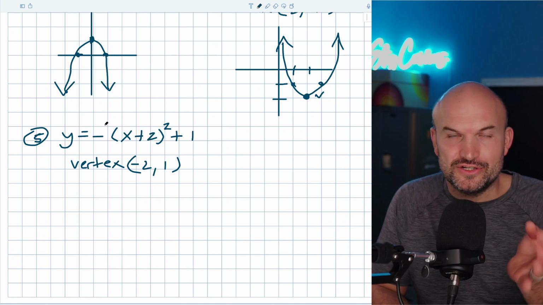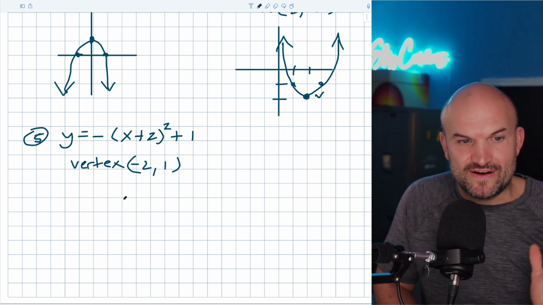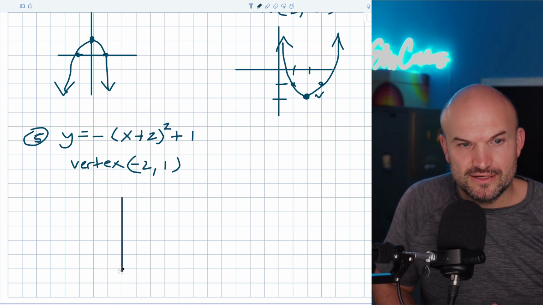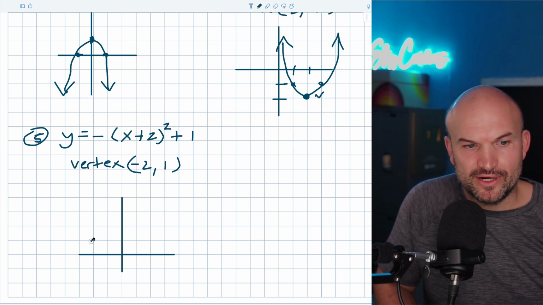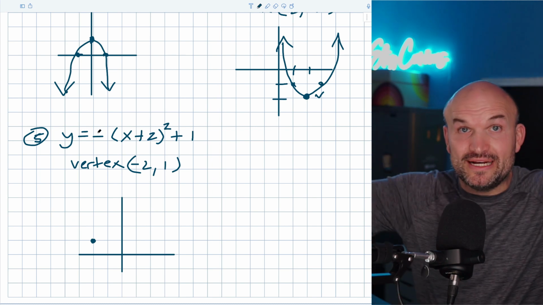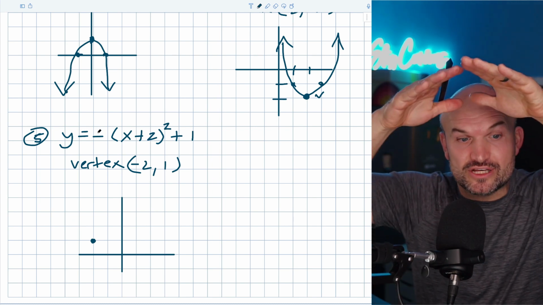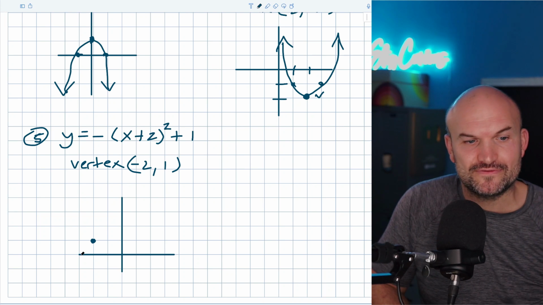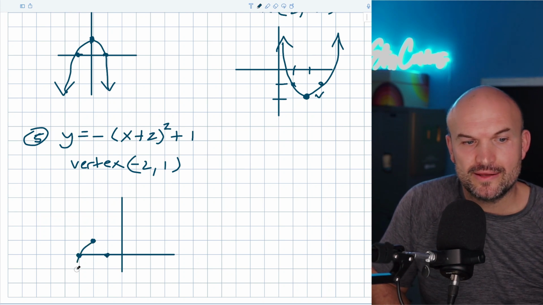And then all I really like to do is make sure you find the vertex and plot the vertex. So that's going to be at -2, up 1. And then rather than opening up, I know that it's negative, so it's going to be opening down. So I'm just going to go left 1 and right 1, and then boom, graph it down that way.